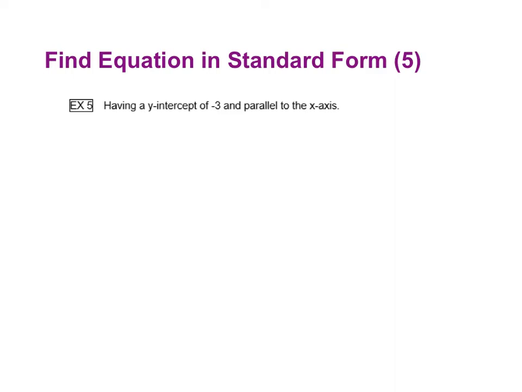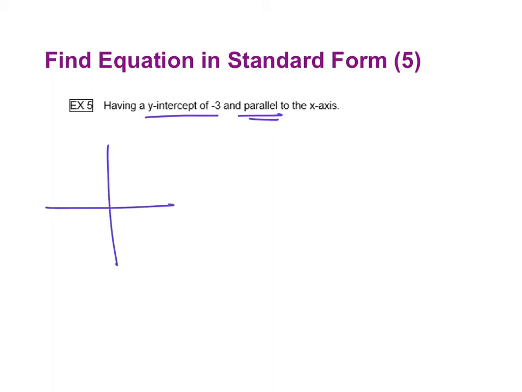Alright, here's our last video for, I believe, the chapter actually. We want to find an equation in standard form with this given information. So it's going to have a y-intercept of -3 and it's going to be parallel to the x-axis. So let's see what this looks like.